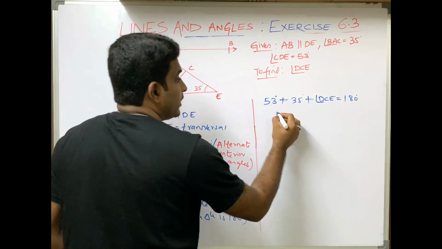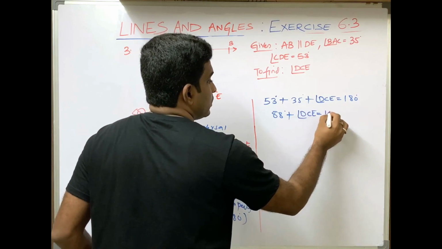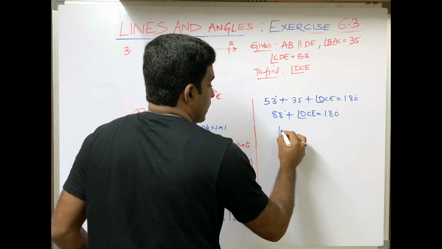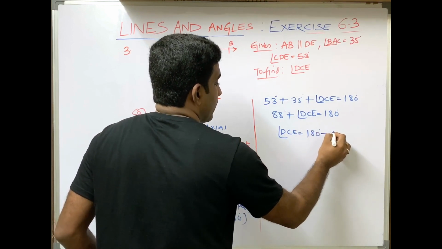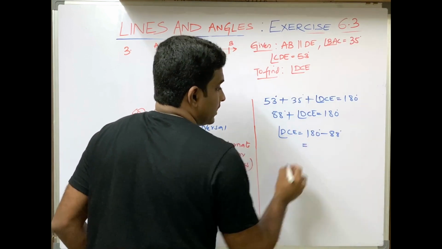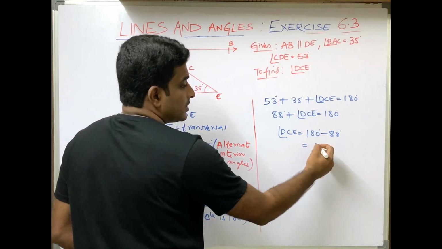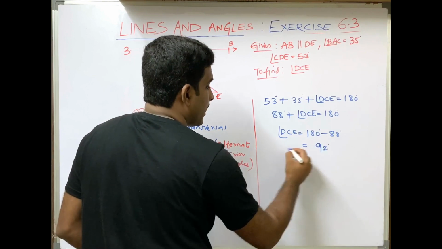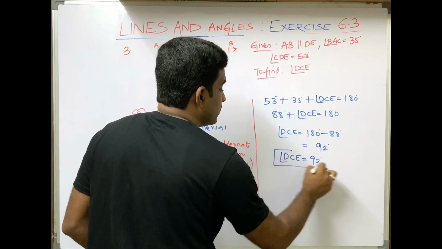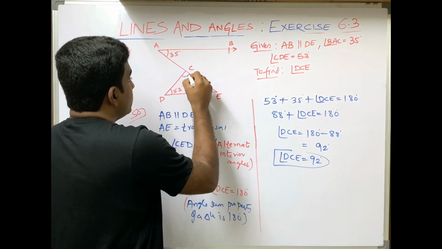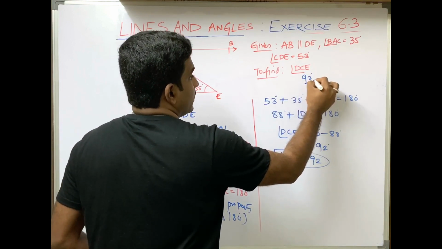53 plus 35 will become 88 degrees plus angle DCE equal to 180 degrees. Angle DCE then will be 180 minus 88 degrees. Then it will be 180 minus 80 will be 100, 100 minus 8 will be 92. That means angle DCE equals 92 degrees. What we got? Angle DCE is equal to 92 degrees.